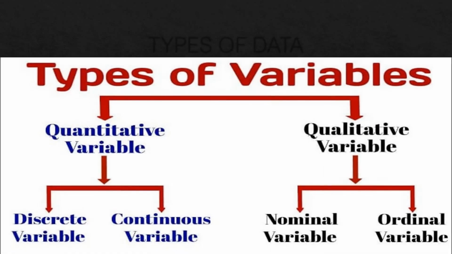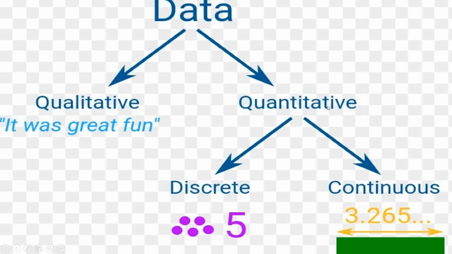Next, I wanted to discuss the types of variables. First of all, consider the types of variables: quantitative variable and qualitative variable. The quantitative variable is also classified into discrete form and continuous form, and the qualitative variable is also classified into nominal form or ordinal form. Let me discuss this step by step. To examine data, data is classified into qualitative and quantitative.